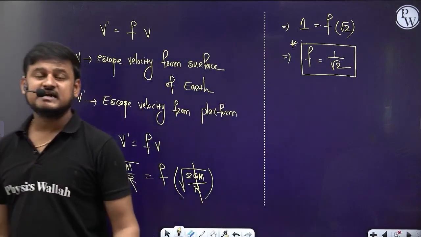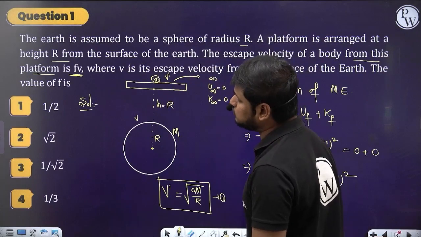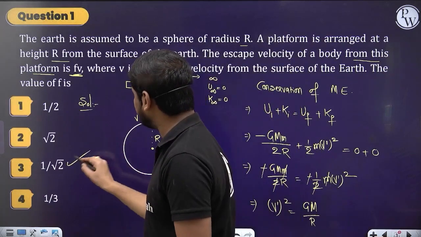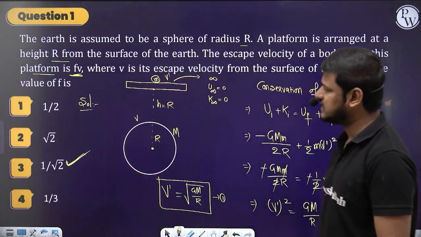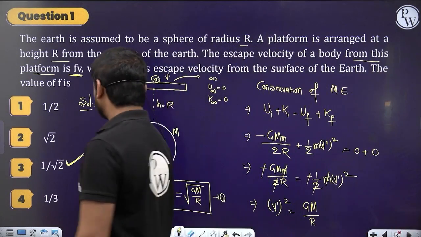Done? Clear, guys? Understood this concept? So let's check the option. So it's 1 by root 2. Option C is the correct one. Done? Very good. So let's move further.